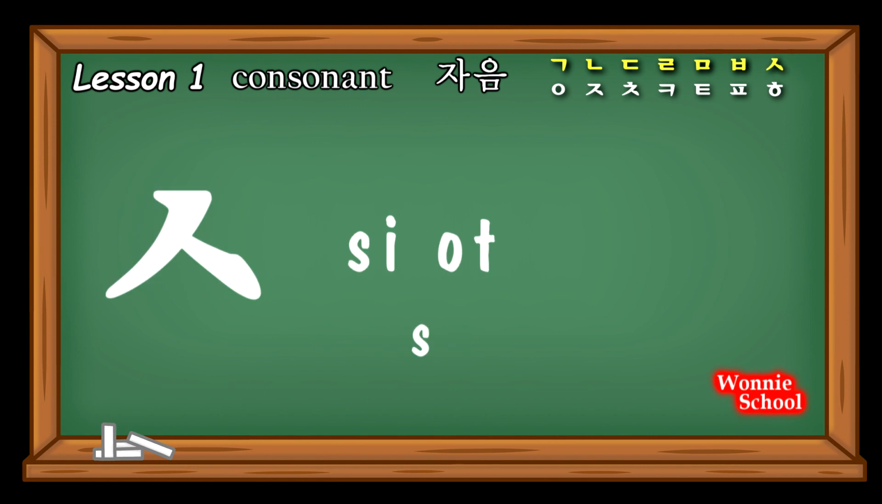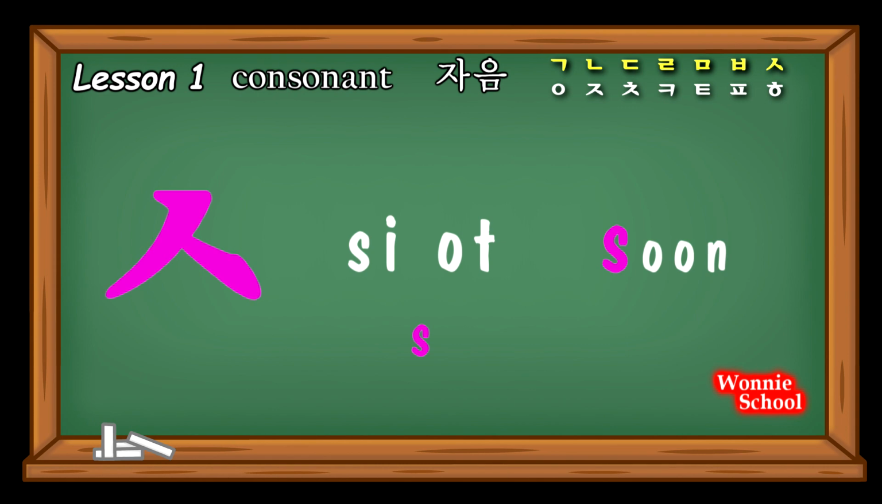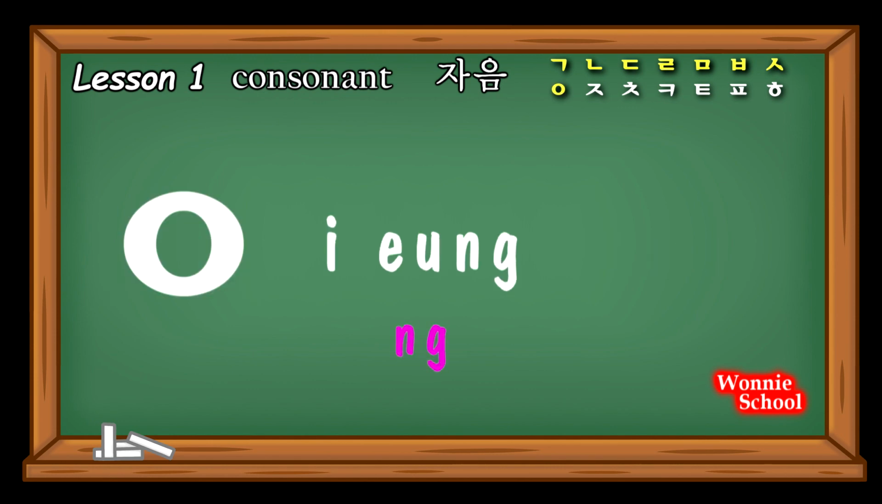Wow, we are already at half of the 14 consonants. It's 시옷, S, S, 시옷. So it has S sound, like the word soon. So you could hear the sound S, right? And here is the order of this letter. 1, 2. One more time. 1, 2. Great job. Okay, next.